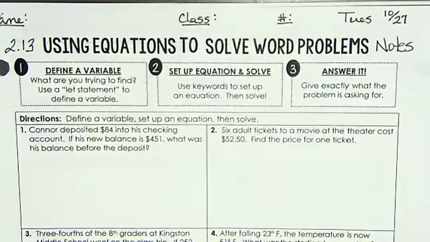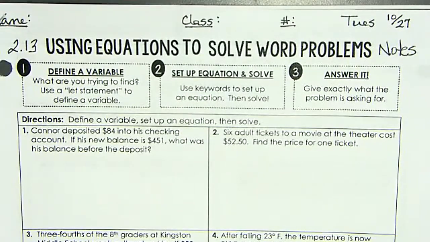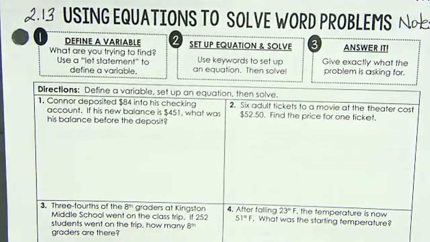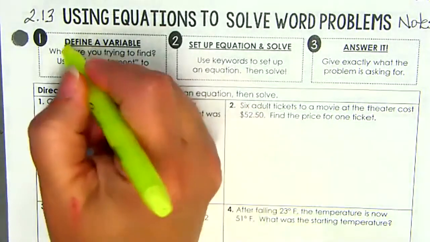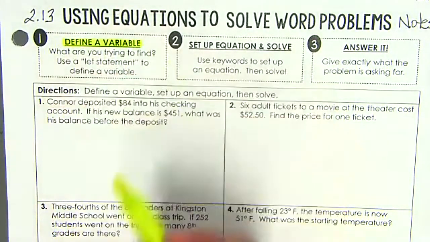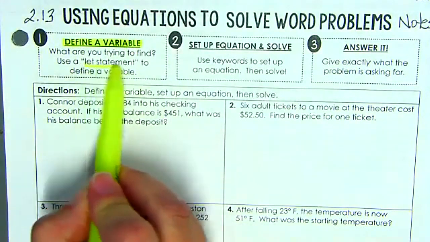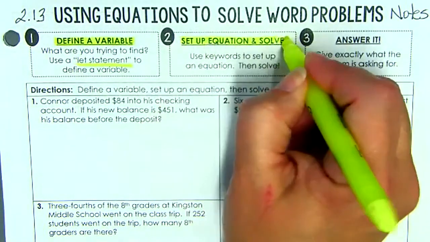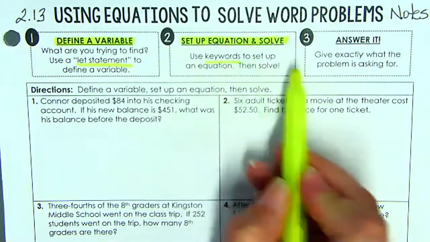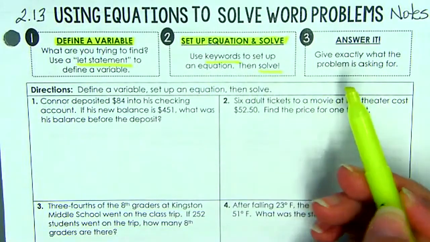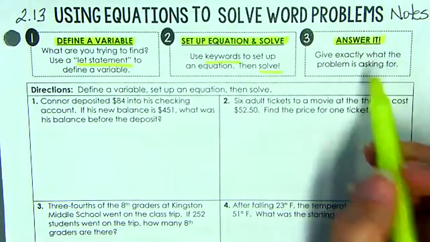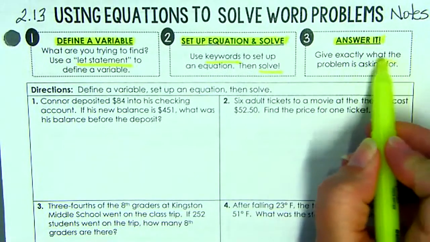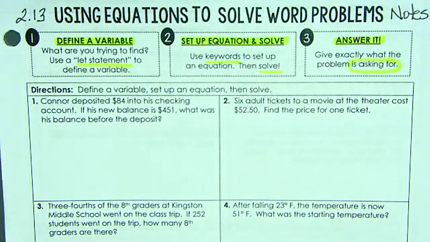Here we go. So today we're doing 2.13, and this is where we're going to actually set up and solve equations. The first thing we're going to do is define a variable. That is, what are we trying to find? Use the let statement to define a variable. Then we set up an equation using keywords, and then we solve. And then you answer it. Give exactly what the problem is asking for. Make sure you are answering what it's asking for. That's a big difference and what trips up some people quite often.